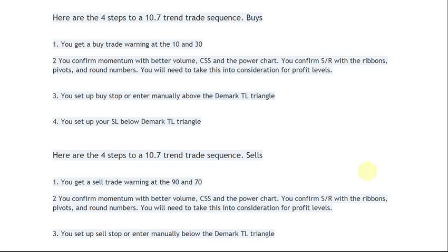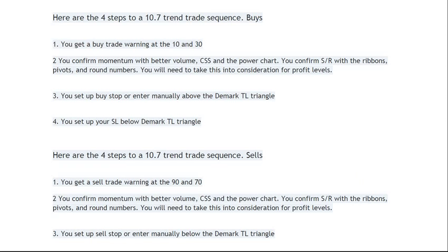You set up a buy stop or enter manually above the demarked trend line triangle. You set up your stop loss below the demarked trend line triangle. And you'll either enter automatically or you'll enter manually depending on the time period you're trading. But I try to get it down to 4 simple steps.